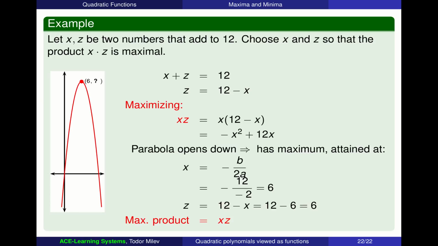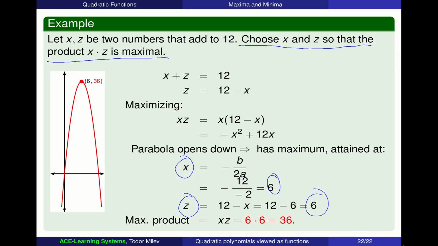Actually, let's read the precise formulation of the problem. Choose x and z so that the product is maximal. It is not completely clear what our final answer is. Do we just need to give the value of x? Do we just need to give the value of z? Or the value of z, the value of x, and the value of the product? When that's not completely clear from context, just indicate everything. So in this case, we indicated what x is, 6. We indicated what z is, that's equal to 6. And let's indicate the maximal product. The maximal product is x times z, which is 6 times 6, which is 36. So our maximum is attained when x is 6, z is 6, and their product is 36.